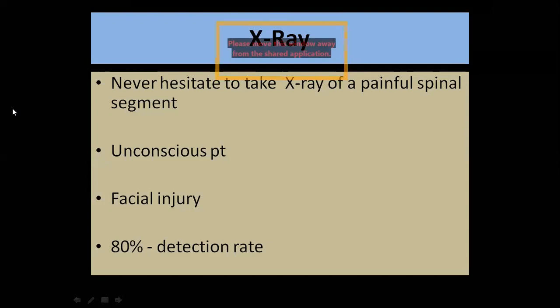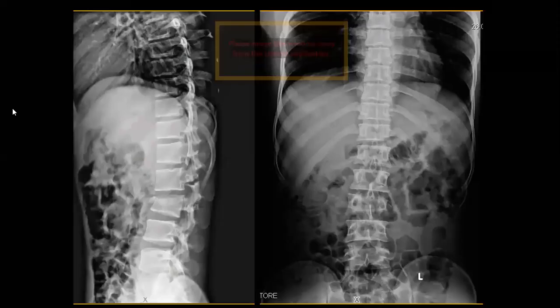In any unconscious patient, the whole spine, cervical spine, thoracic spine, and lumbar spine, all three parts should be screened. If there is any facial injury, you should always assess whether a cervical spine injury is there or not. X-ray can give you an 80% detection rate of cervical spine fractures. Now we are dealing mainly with thoracolumbar fractures, and we can cover thoracolumbar fractures in two X-rays.